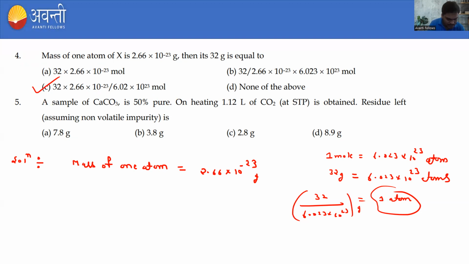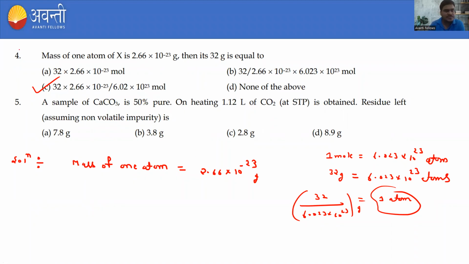Now move to question number fifth. Basically, a sample of CaCO3 is 50% pure. On heating, 1.12 liter of CO2 at STP is obtained. You have to calculate the residue left. So, a sample of CaCO3 which is only 50% pure, on heating, 1.12 liter of CO2 at STP is obtained. Now you have to calculate this value.